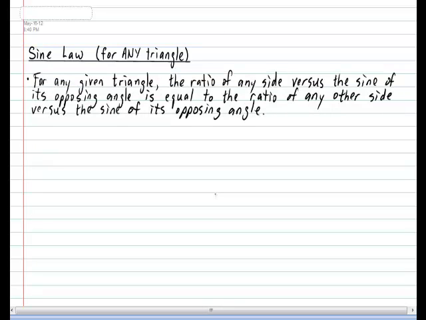The sine law is based on the following principle. The sine law states that for any given triangle, whether it be a right triangle or a non-right triangle, the ratio of any side versus the sine of its opposing angle should be equal to the ratio of any other side versus the sine of its opposing angle.